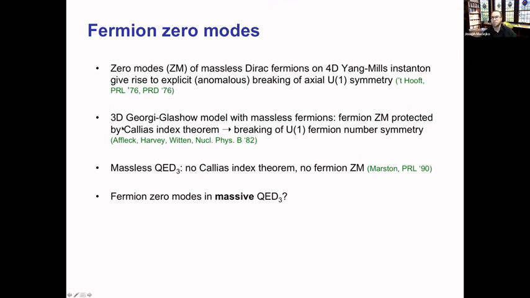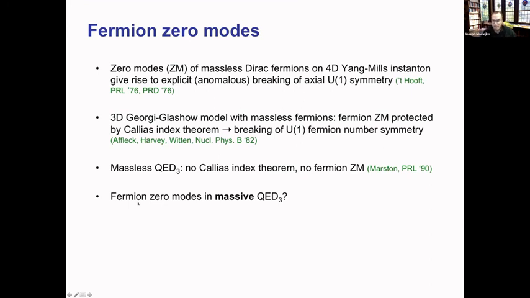Now, in three dimensions, which is the dimension of interest, there was a study by Ian Affleck, Jeff Harvey, and Ed Witten in the early 80s, where they studied a model with a non-abelian gauge field, massless fermions, and also some Higgs field, where they showed that there's also a fermion zero mode that can occur, and that is protected by an index theorem, the Callias index theorem. And likewise, they showed that this leads to an explicit breaking of a U(1) symmetry, which is again a fermion symmetry, but here it is a fermion number symmetry as opposed to an axial symmetry.